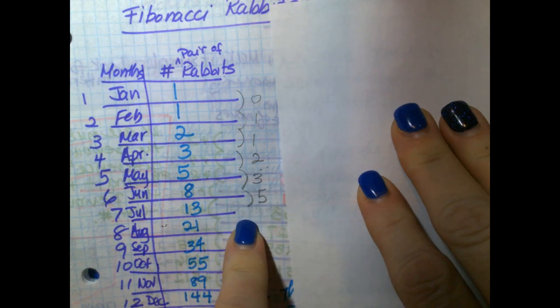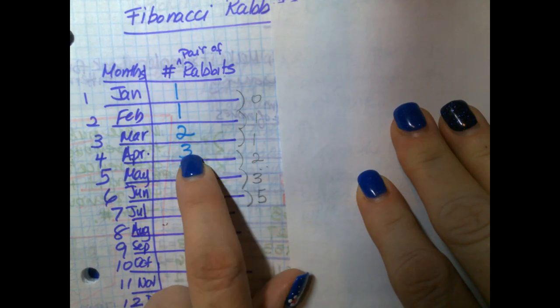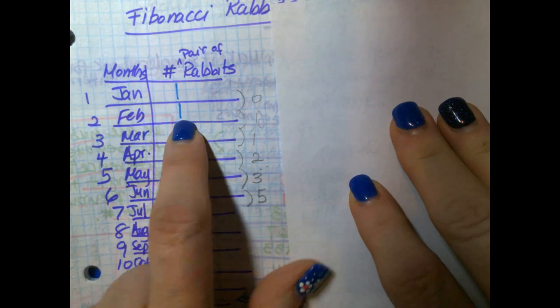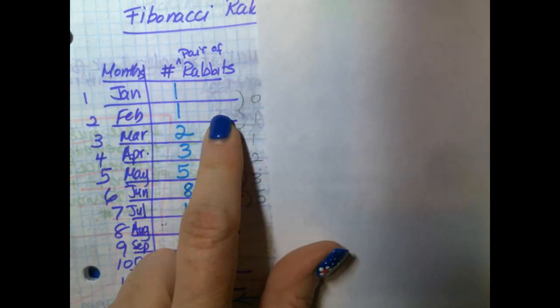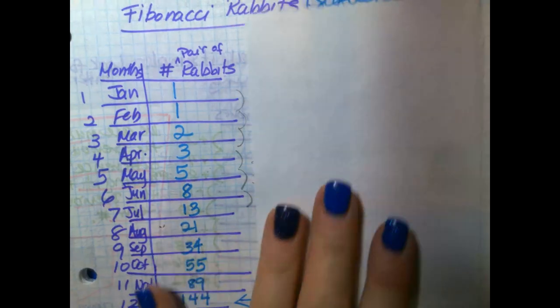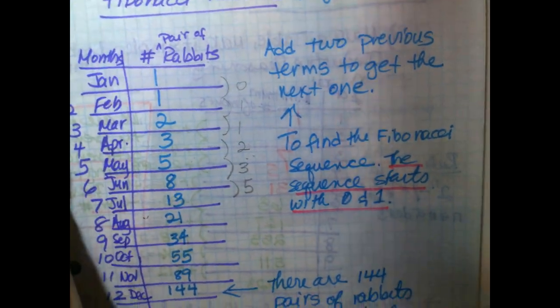It doesn't tell me that much, right? But if you notice, how do I get 5? By adding 2 plus 3. How do I get 3? By adding 2 plus 1. How can I get 1? By adding 0 plus 1. So as you see in here, you add the 2 previous terms to get the next one. And it starts with 0 and 1.